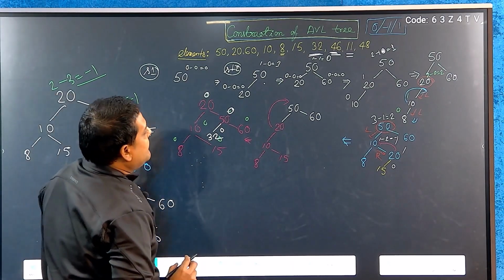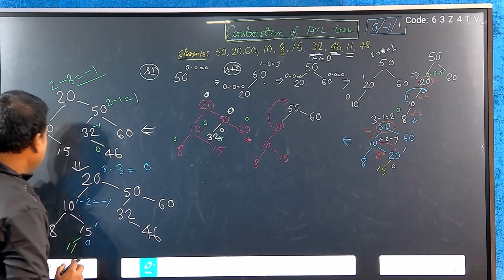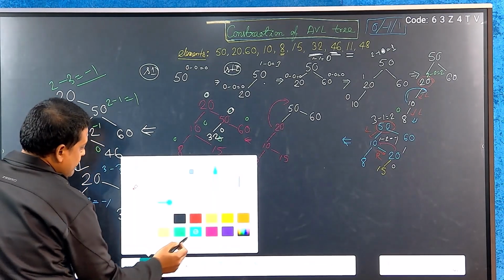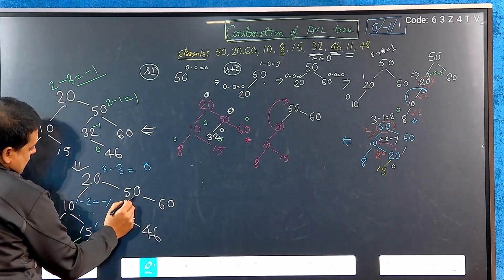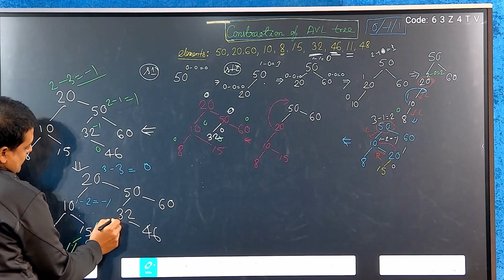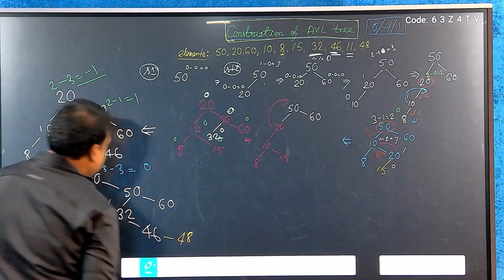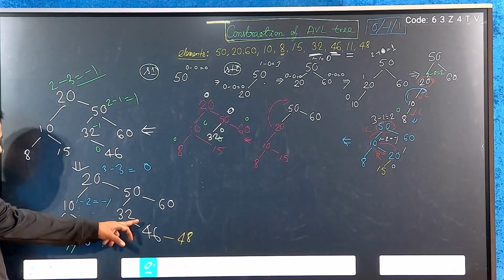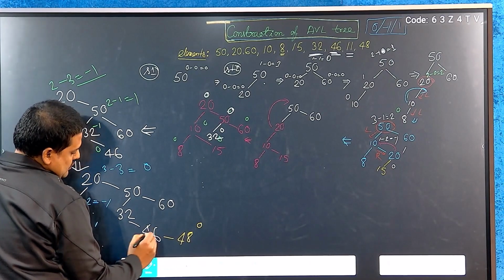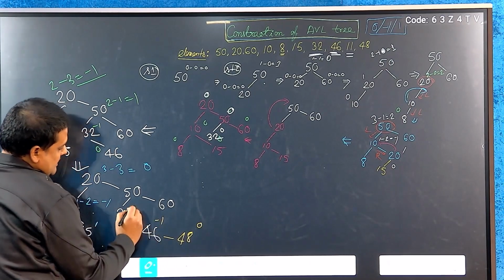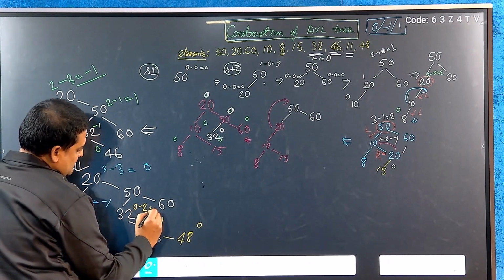Now, what is the element? The last is 48. Now, tell me where we will insert 48. 48 will be inserted where? It is greater than 20, lesser than 50, lesser than 32, greater than 46, and 48 is here. So, if 48 is here, then we will check the balance factor values. This is 0, this is 0 minus 1, this is minus 1, 0 minus 2. So, this is minus 2.